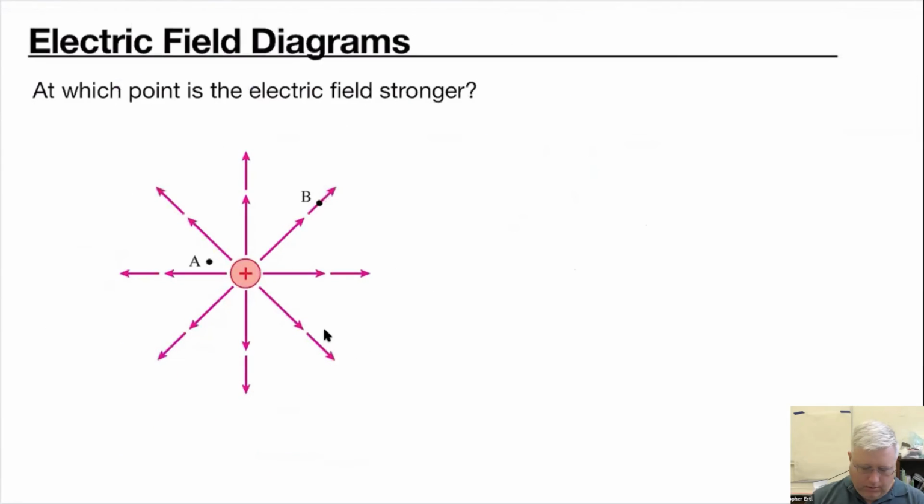Okay, so maybe we could pause here and try to look at this diagram and answer this question. At which point is the electric field stronger? Okay. Well, hopefully you said it's stronger at A, because it's closer. The closer you are to a point charge, the stronger the electric field strength is.